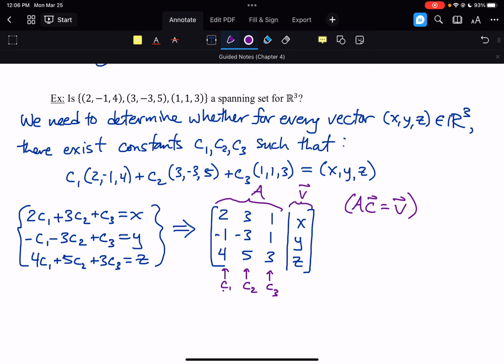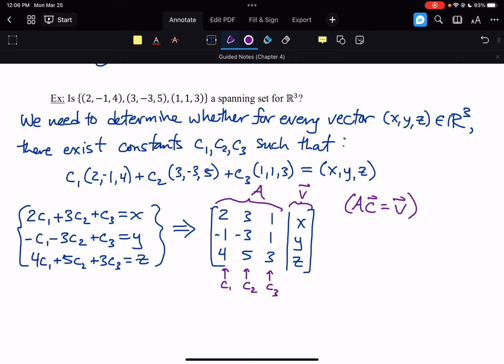So again, we're not trying to solve for specific values of C1, C2, and C3 because this is just an arbitrary vector. We're just trying to show that there is a solution to this system. If there is a solution to the system, that means there are values of C1 and C2 and C3 for every vector x, y, z, which means, again, we could create any vector in R3 using these three vectors, or in other words, they do form a spanning set. Okay, so a lot of logical equivalencies here to work through.